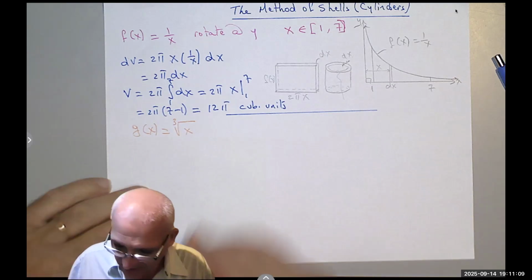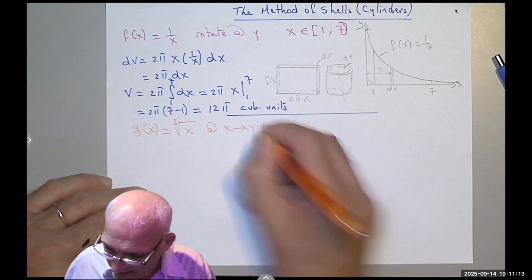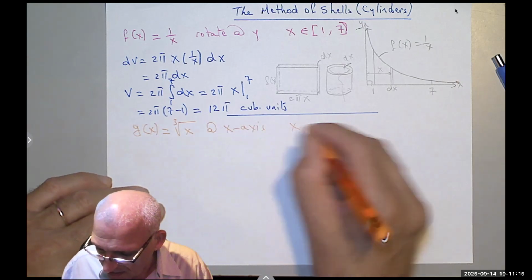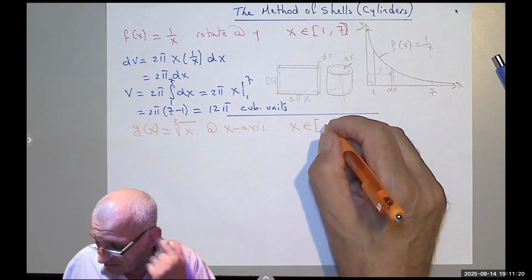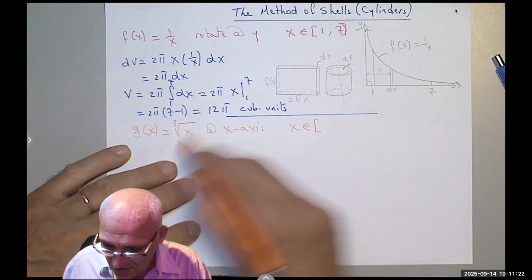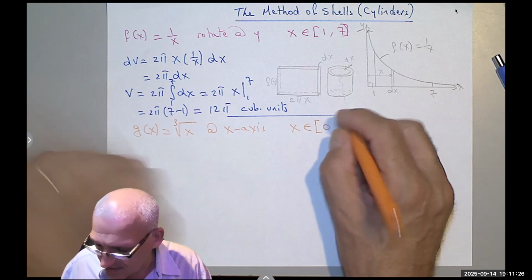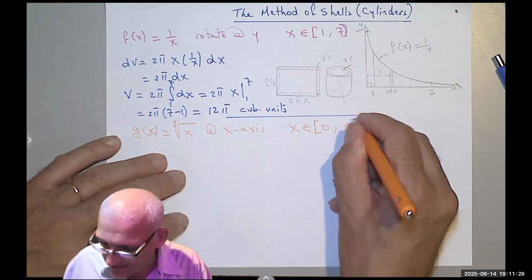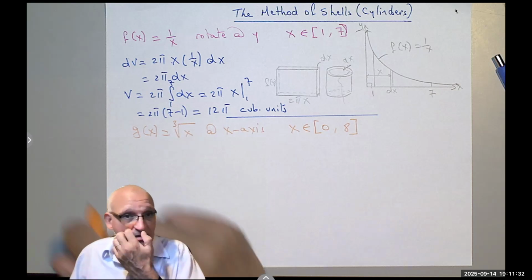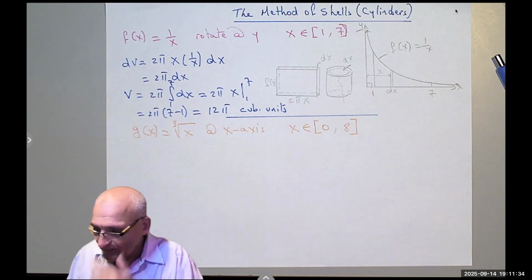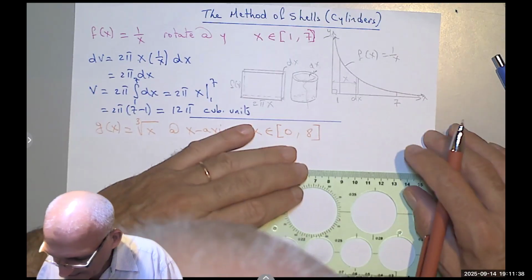And I want to rotate about the x-axis, and my x values are from... we need a cube, so a cube root of an integer, so we end up with an integer number. So let's say 0 and 8, or 1 and 8, since one cubed is 1. It's the same thing. Let's first plot or graph that.